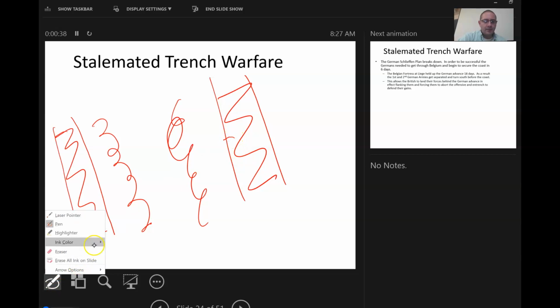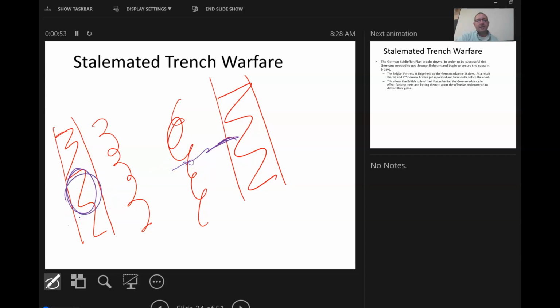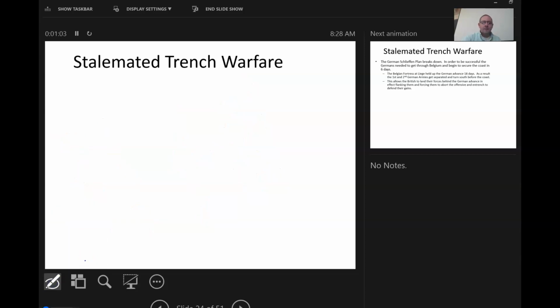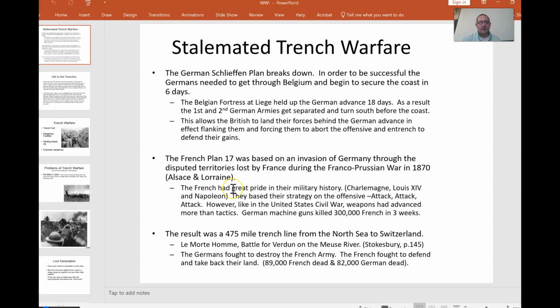Let me try and change my color here. You could go over the top and maybe get over this, cut a hole, get through, right? Maybe you can take this trench, but then it's only a matter of time before they come back and they try and do the same, right? So this is not a very easy process. This creates, as I've said, a stalemate for the people within the war, and huge numbers of casualties will ultimately come from this as well.